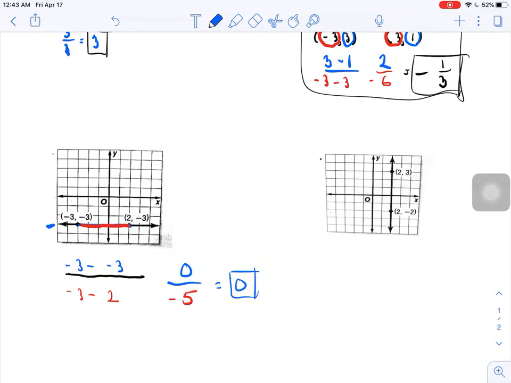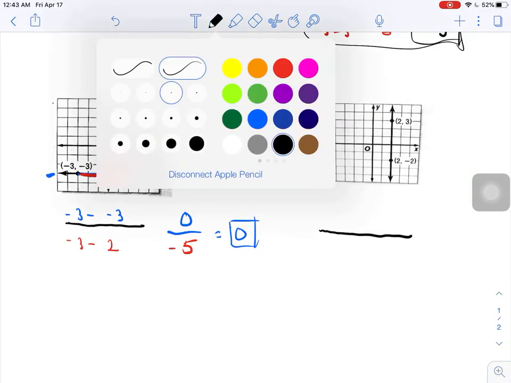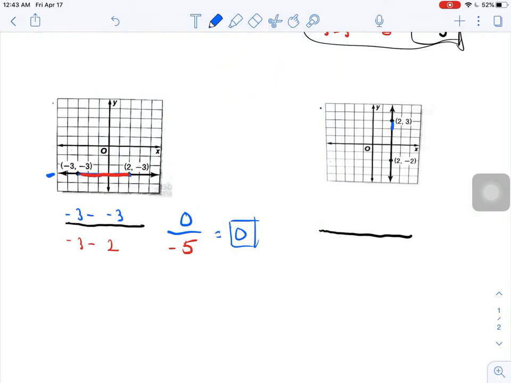Now, if it's running the other way, this is where it gets a little bit interesting. So if we're running the other way, now we do have a vertical change. So vertically, those points are 5 apart. So 3 minus negative 2.